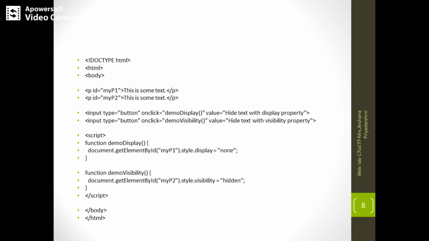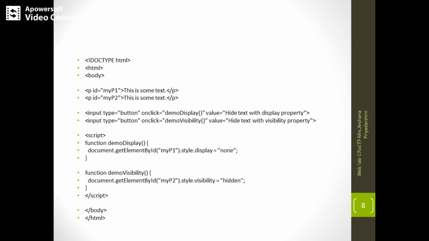So here let's examine this code. We have two paragraphs, "This is some text" and "This is some text", wherein the first paragraph will be in display mode. Both texts will be displayed at the beginning.